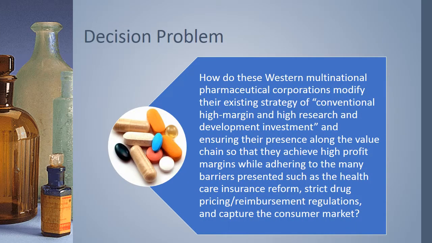Decision problem. How do these Western multinational pharmaceutical corporations modify their existing strategy of conventional high margin and high research and development investment and ensuring their presence along the value chain so that they achieve high profit margins while adhering to the many barriers presented, such as the healthcare insurance reform, strict drug pricing and reimbursement regulations, and capture the consumer market?